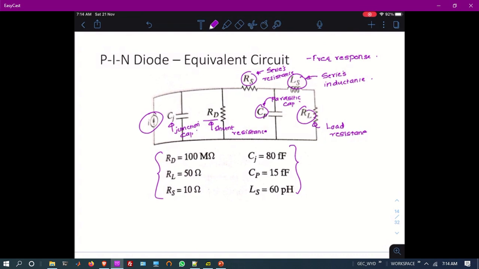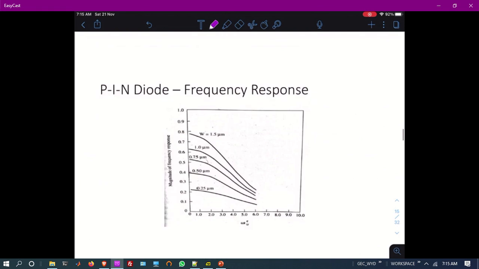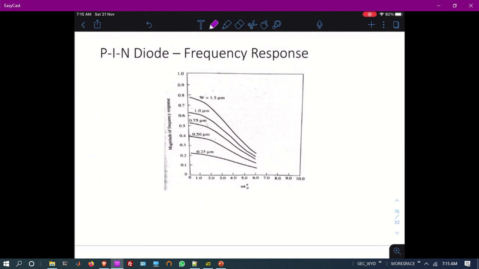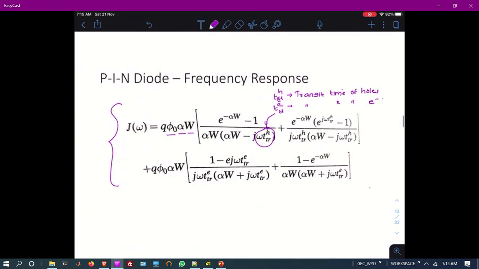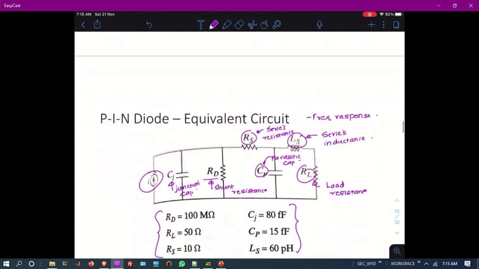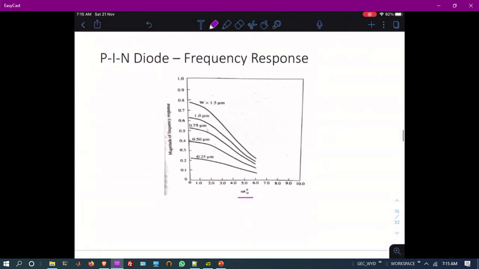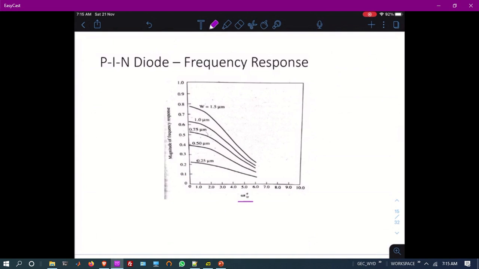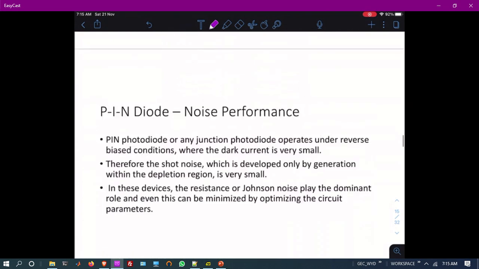This is for analyzing the frequency response. And you can create a transfer function for the PN junction, PIN photodiode to understand more of its effect. You can see the frequency response of this, and the frequency response is in omega t_tre, because in the expression everything is in omega t_tre or omega t_trh. So frequency response is always in that form, and you can see the response magnitude. Basically at lower frequencies you have higher magnitude, and for higher frequencies you have a lower magnitude. So basically it's a low pass filter.